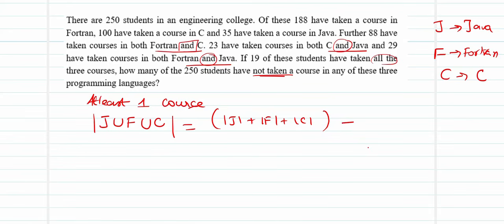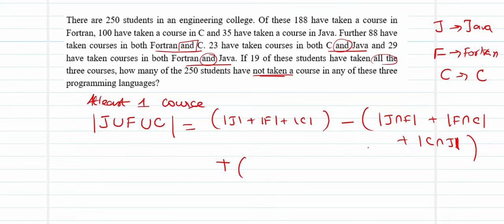The second term is going to be negative, elements taken two at a time: J intersection F plus F intersection C plus C intersection J. The third term will be positive, elements taken three at a time. So this will be my formula if I replace A, B and C by J, F and C. From the given data, let me collect what these are equal to.